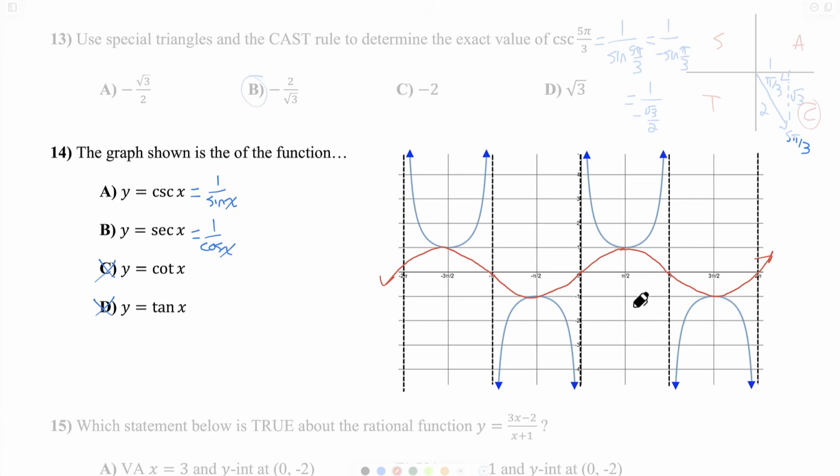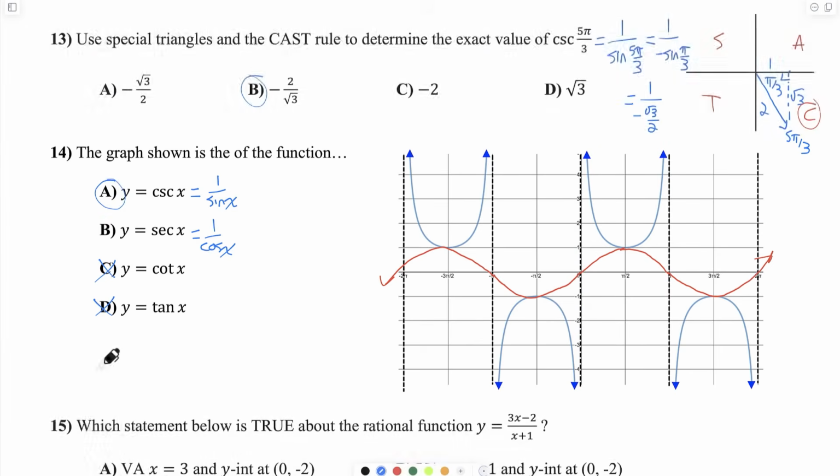And this should show you that the blue function is the reciprocal of sine, right? Whenever sine is 0, I see that it's 0 here, here, here, here, and here. 1 over sine will be 1 over 0, which is undefined, which is why we see a vertical asymptote that goes through the x-intercepts of sine, which means that this is the graph of the reciprocal of sine. It must be A.